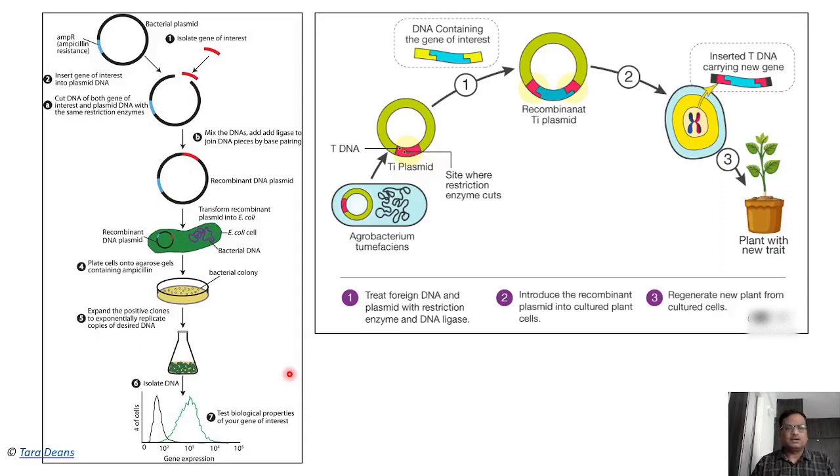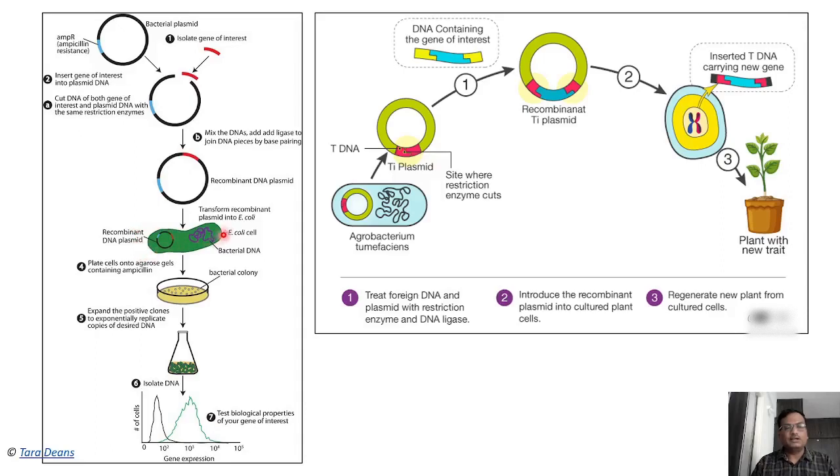So pictorially, the same is depicted here. This is a bacterial plasmid, and this is a site. Different sites are there, which we'll study later. We are going to cut the gene from the source and the plasmid. Remember, to cut the plasmid and the gene, the same type of endonuclease enzyme is used. So it is cut here, and the gene of interest is inserted into the plasmid using ligase enzymes. Now this is the recombinant DNA, and it is introduced into the bacterial cell using different methods.